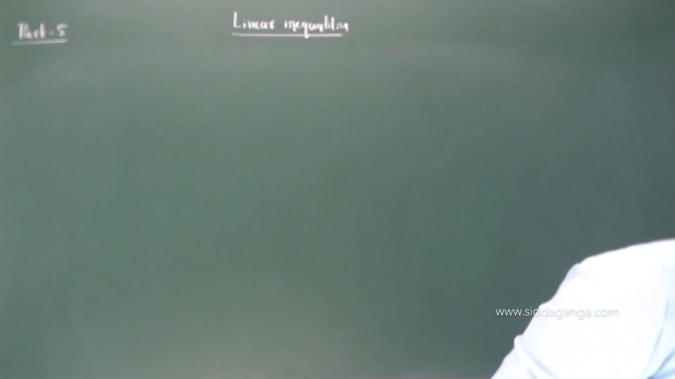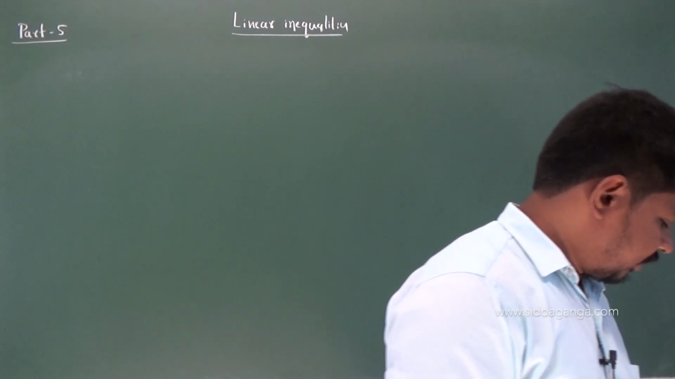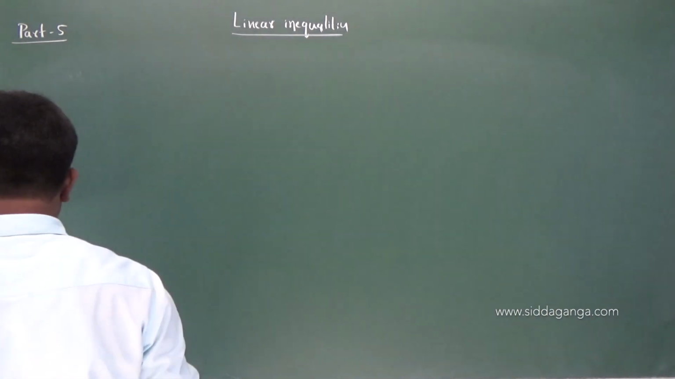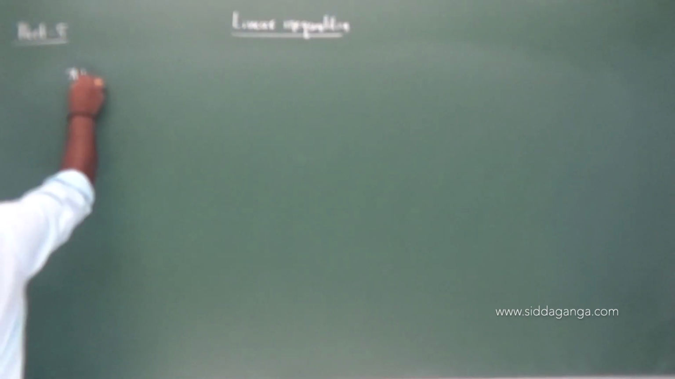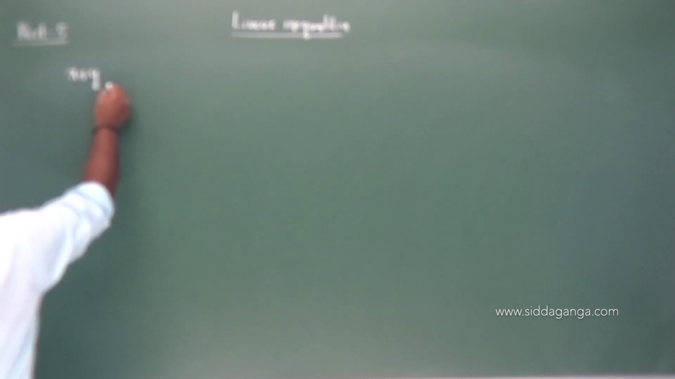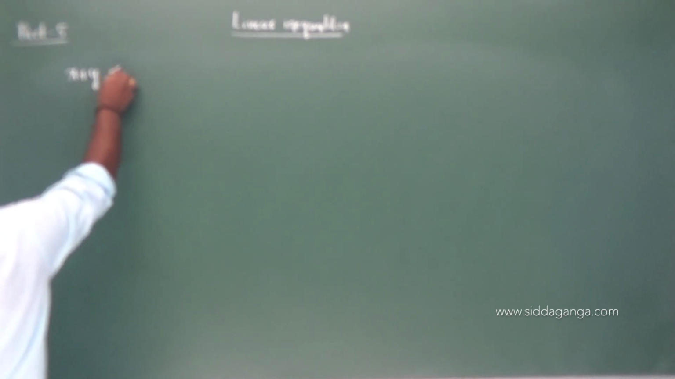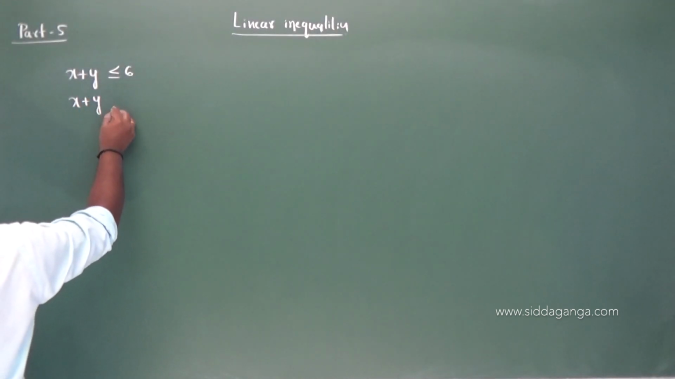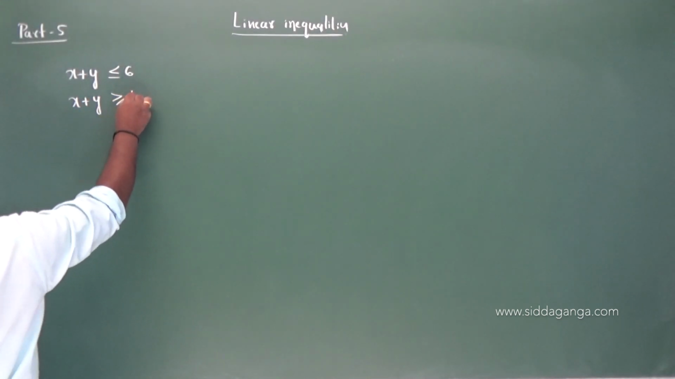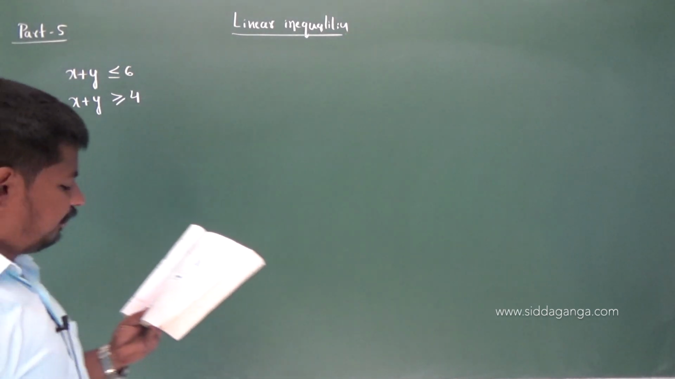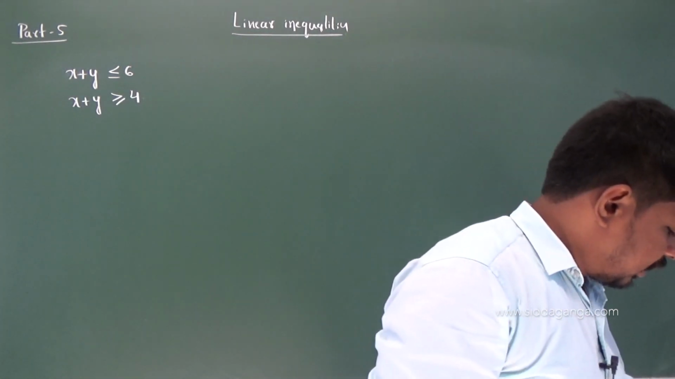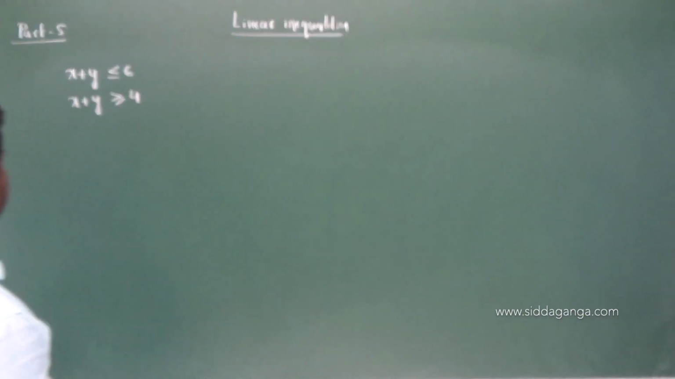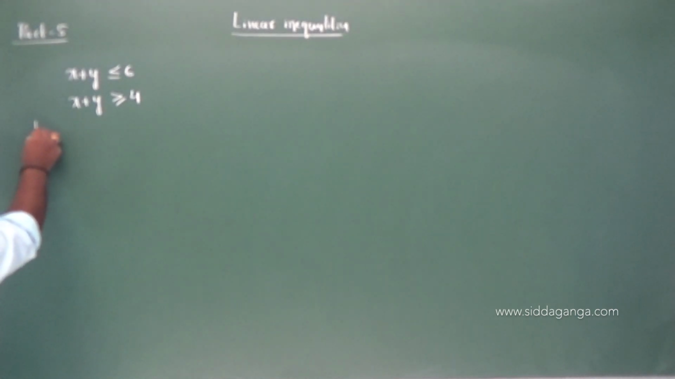Okay, now let us move on to the sixth question, that is x plus y less than or equal to 6 and x plus y is greater than or equal to 4. A simple one. So yes, the first thing is what? Finding the points through which the given lines pass.